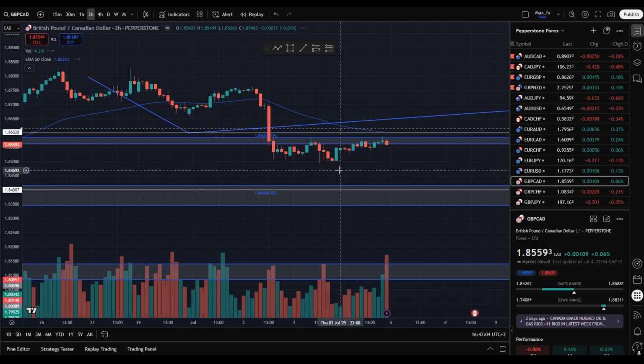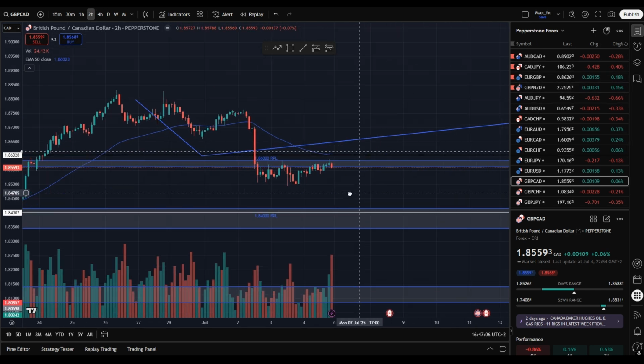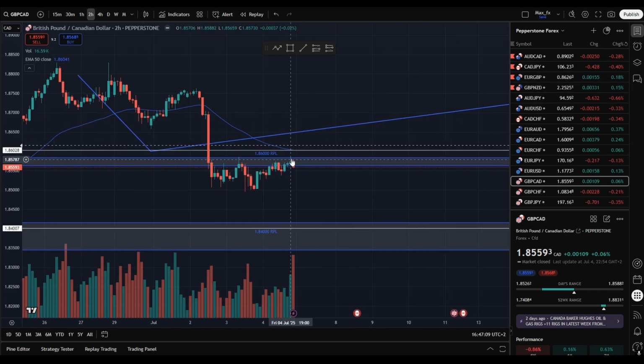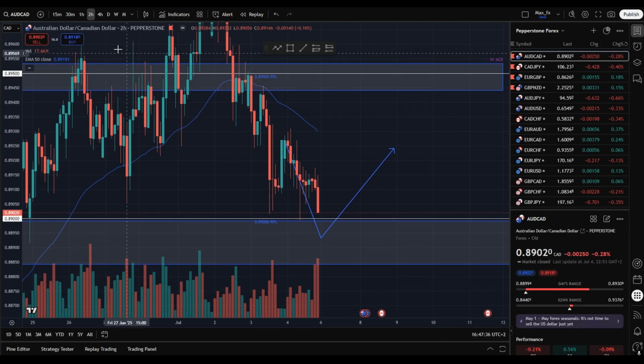However, just a quick analysis into GBP CAD before we start with the actual list. I want to see a breakout and a retest of this area here and around the psychological level in order for me to open or potentially open a new long position on GBP CAD. So now I'd like to continue with the actual list and start here with AUD CAD.